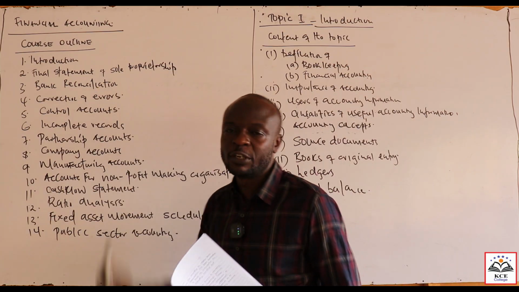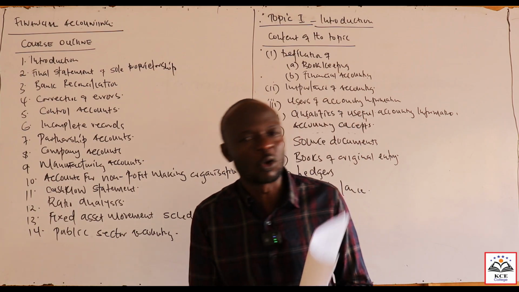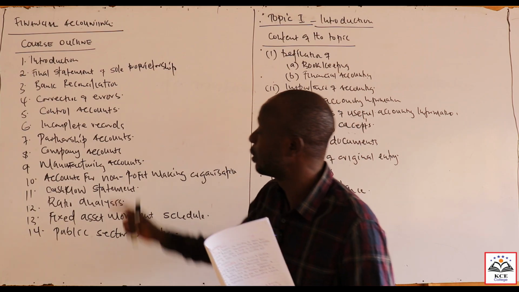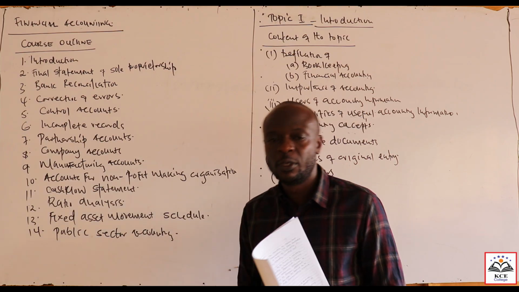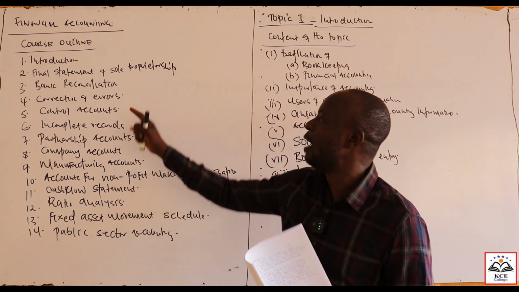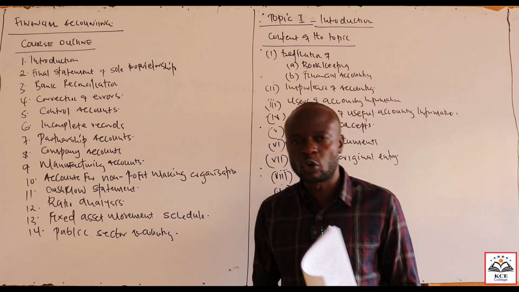So topic number 1, we have introduction. You have to go through introduction. We'll go bit by bit through the content of what introduction entails. Then topic number 2, we have final statement of a sole proprietorship. Topic number 3, we have bank reconciliation. Topic number 4, we have correction of errors.